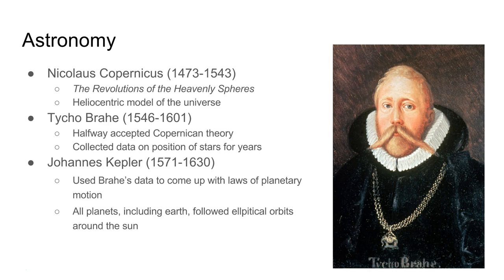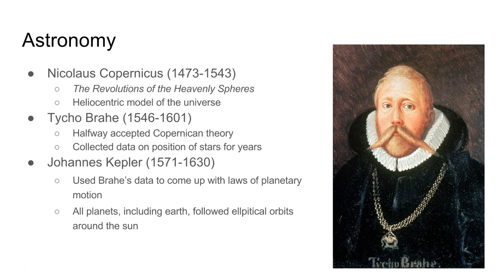And we'll start with Nicholas Copernicus, who kicks off the scientific revolution, if you will. He writes this book called The Revolutions of the Heavenly Spheres, whereby he argues for a heliocentric model of the universe. That is, that the sun is the center of the universe, and the earth rotates around it. Now, this is distinctly different from the Aristotelian or Ptolemaic model, which indicated that the earth was the center of the universe.